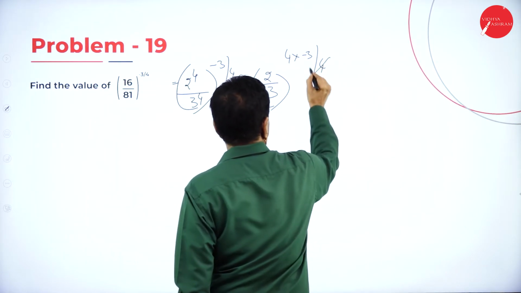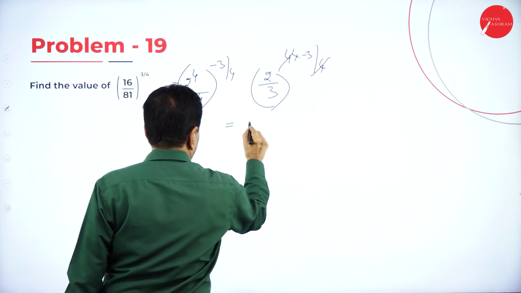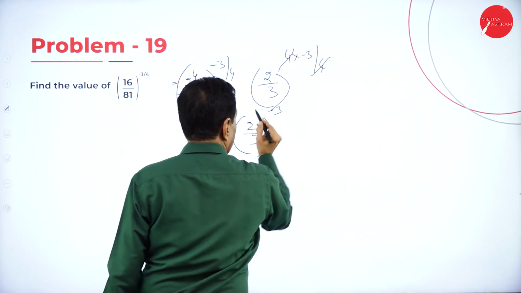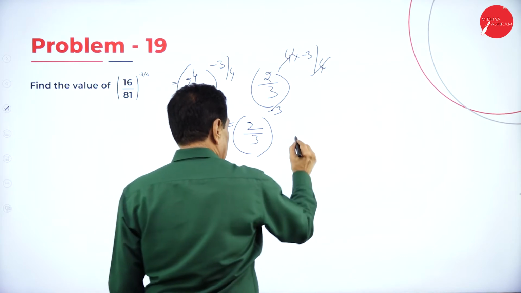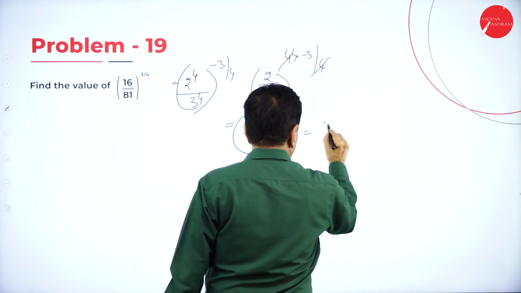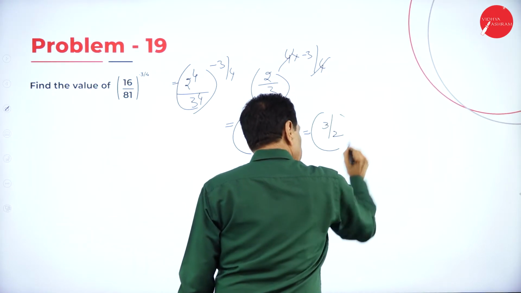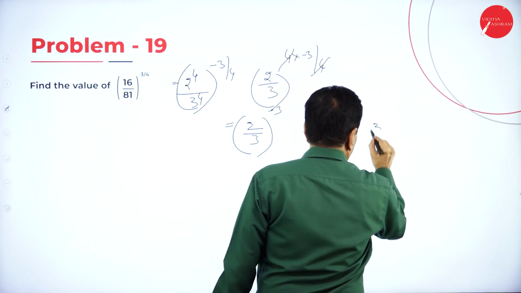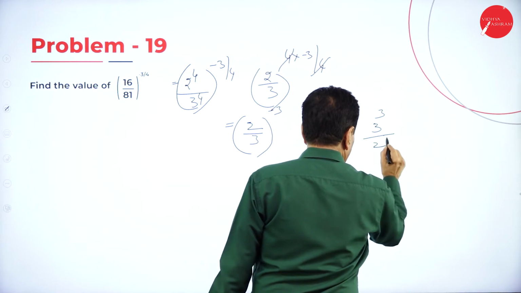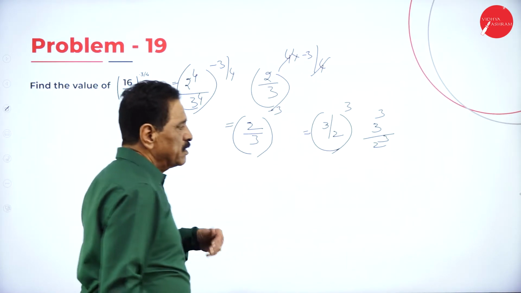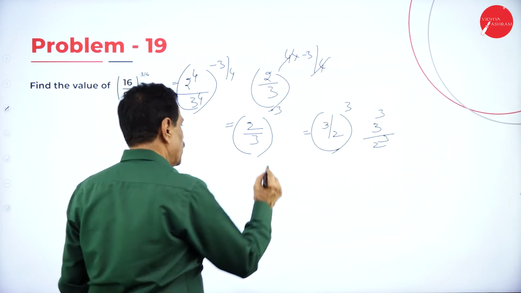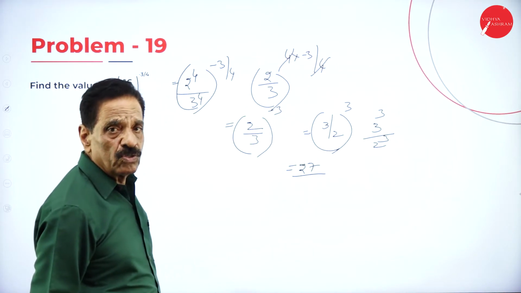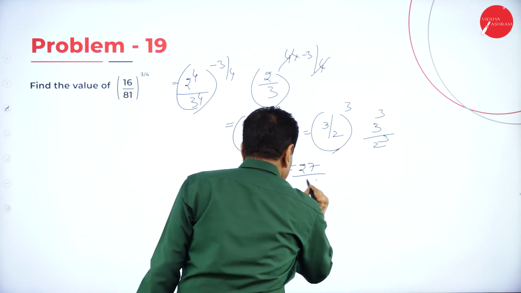Cancel. What is left over? 2 by 3 to the power of minus 3. This can be written by reversing as 3 by 2 to the power of 3. This is nothing but 3 to the power of 3 over 2 to the power of 3. 3 3s are 9, 9 3s are 27. 2 cubed: 2 2s are 4, 4 2s are 8.